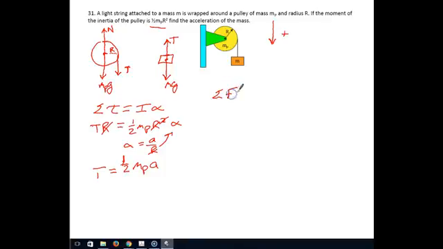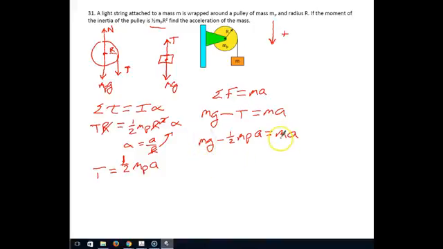The box has the sum of the forces on it, and it will accelerate with ma. The pulley accelerates with I alpha, and the box accelerates with ma. We know that going down is positive, so mg is going in the down direction, minus T, which is going up, and that's equal to ma. We know T is equal to 1/2 mp a, so we get mg minus 1/2 the mass of the pulley times the acceleration, equal to the mass times the acceleration of the box.